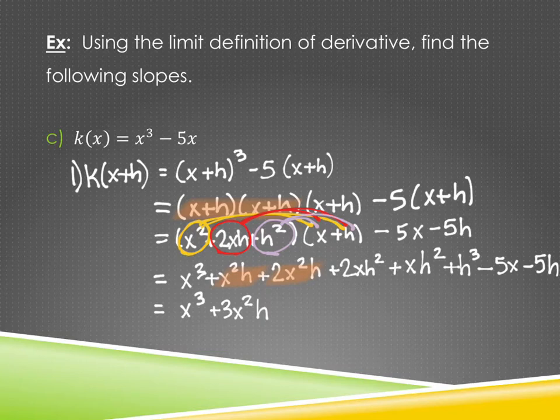And then I actually have an xh squared and an xh squared here as well. Again, there's 2 of one of them and 1 of the other, making a total of 3. So I have 3xh squared. And then the rest of it doesn't have any combining abilities. So I have h cubed minus 5x minus 5h.